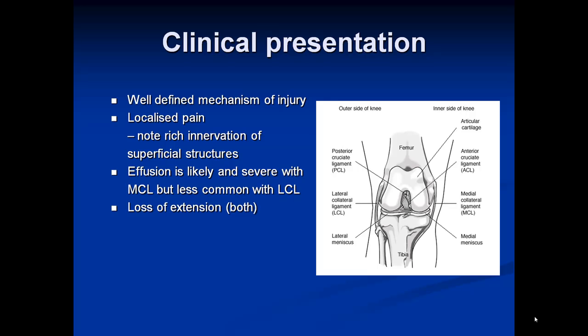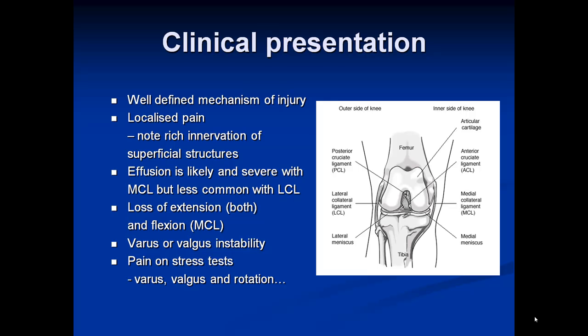How do ligament injuries clinically present? There's often a well-defined mechanism of injury as described previously. There's localised pain over the ligamentous structure. There's a rich innervation, particularly of the superficial fibres of the MCL. There is effusion likely to occur around the MCL, but this is less common with the lateral collateral ligament.